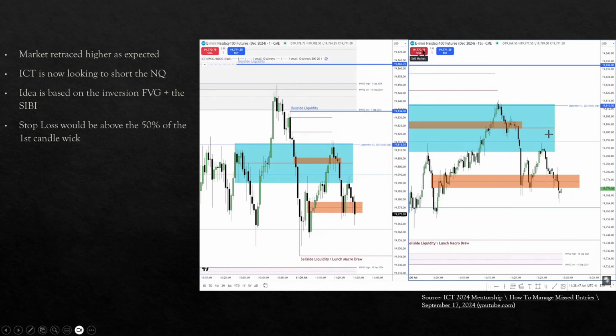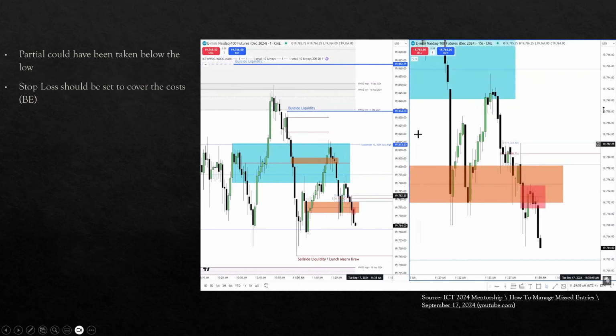Again, the market retraced higher as he expected, and ICT is now looking to short the NQ from here. The idea is based on the inversion balanced price range and the CB on the 15-second chart. Stop loss would be above the 50% of the first wick's candle right here. You will see that on the next slide. You can see he's pressing the sell button, but paper trading on TradingView wasn't working, so you will see no execution.